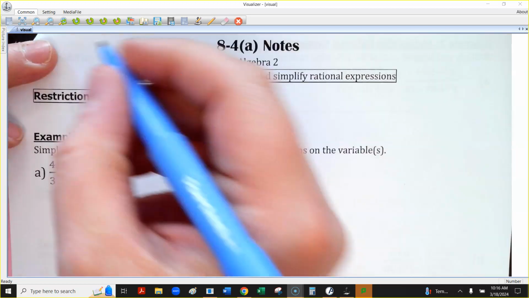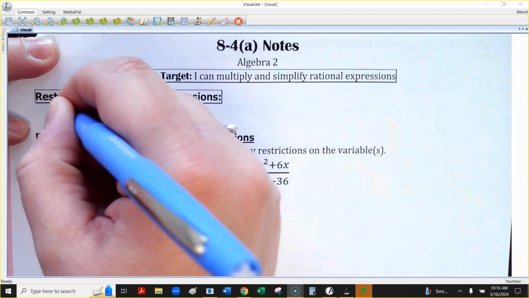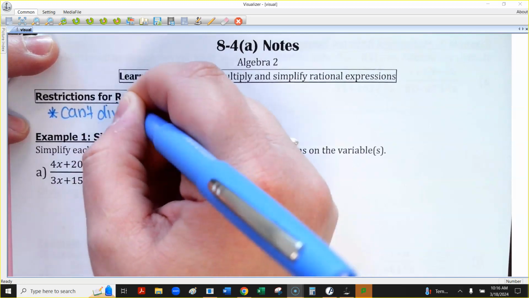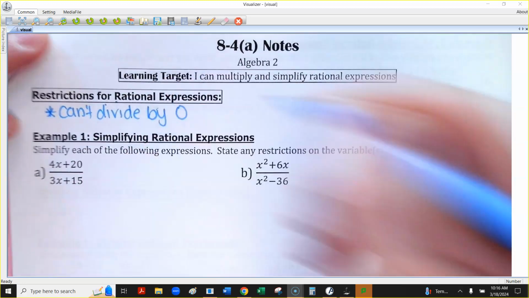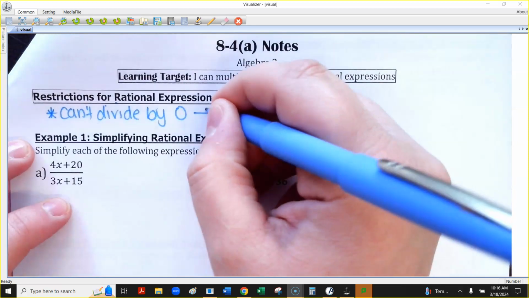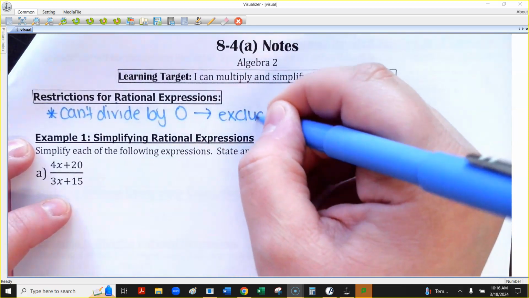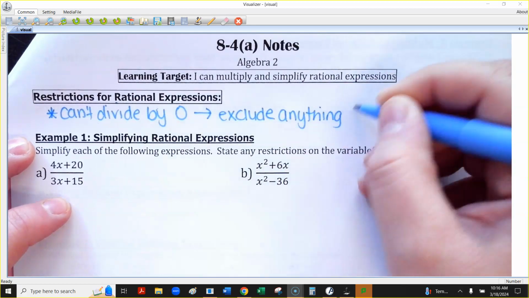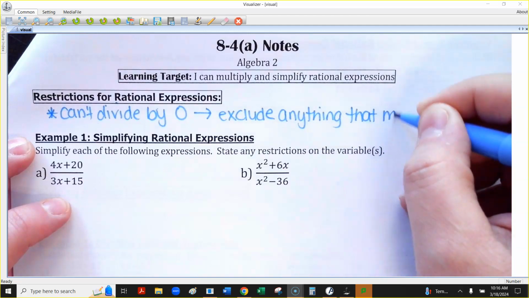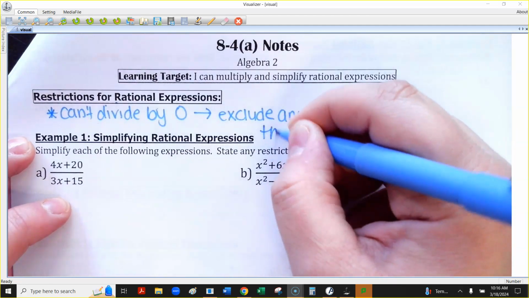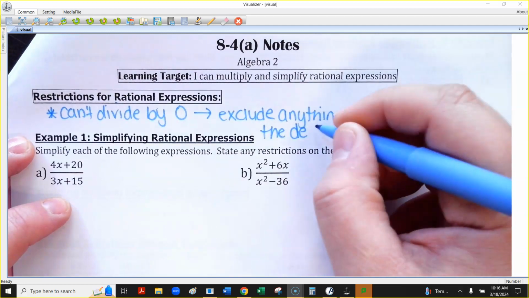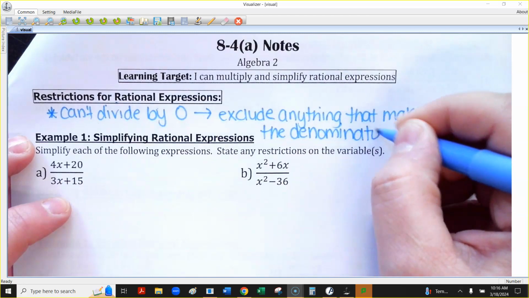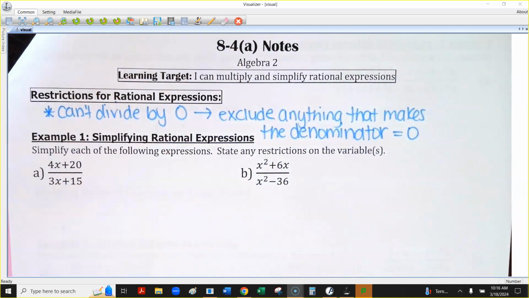But restrictions, basically what you have to remember is you can't divide by 0. So basically your restriction is going to be to exclude anything that makes the denominator, doesn't matter about the numerator, but the denominator, so the bottom of the fraction, anything that would make the denominator equal to 0.